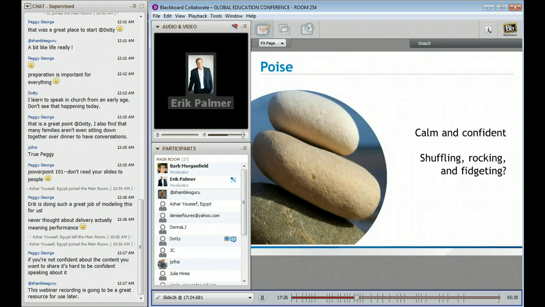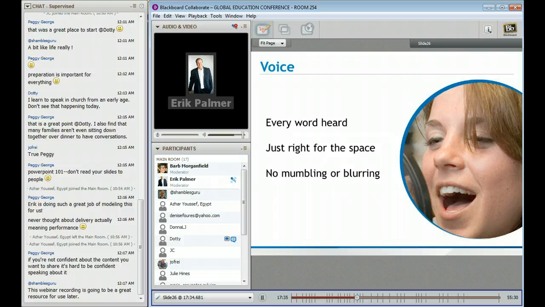But if you have some annoying habit, that will become a distractor, and now your message gets lost. So the performance starts with poise. Then I worry about voice. And this encompasses a lot of different things.